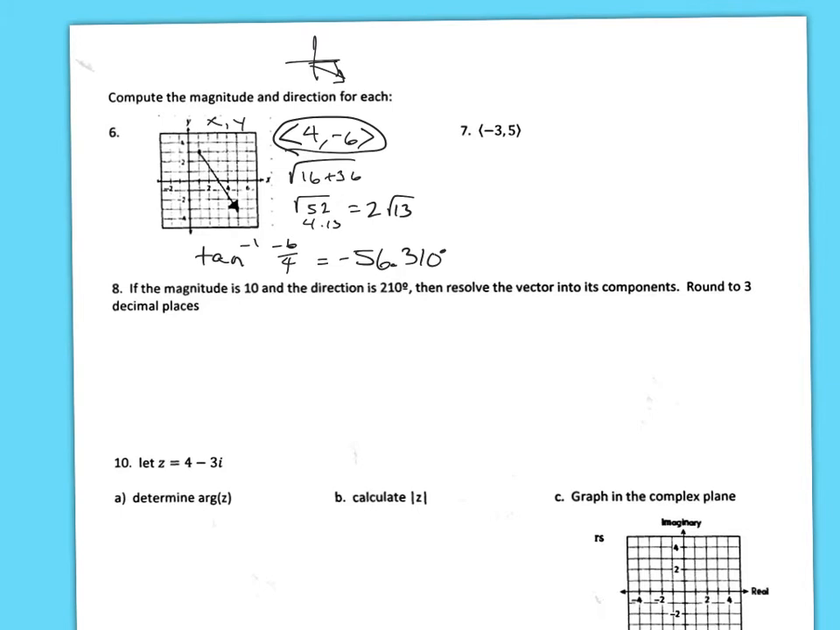We already have component form, but we need to know where it's going to be located for the angle. So if we go left 3 and up 5, we're in the 2nd quadrant. So we're going to have to adjust the angle. But the magnitude is no problem. 3 squared and 5 squared. So this is the square root of 34, which doesn't simplify.